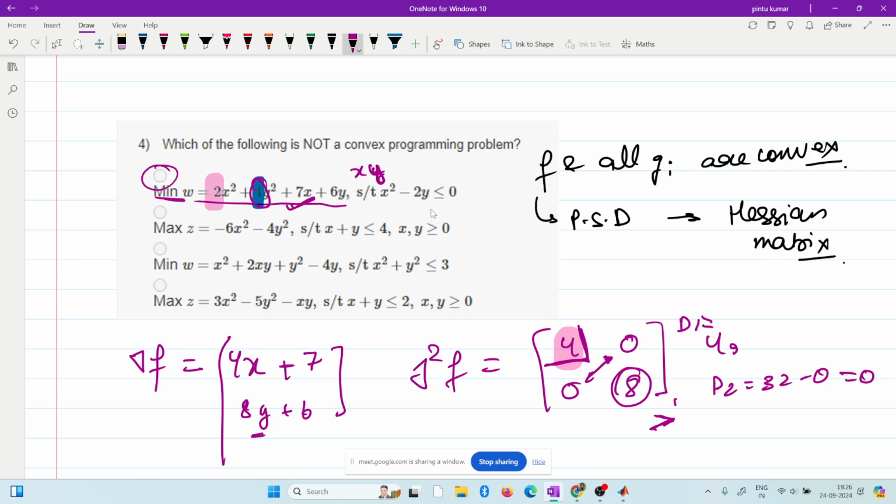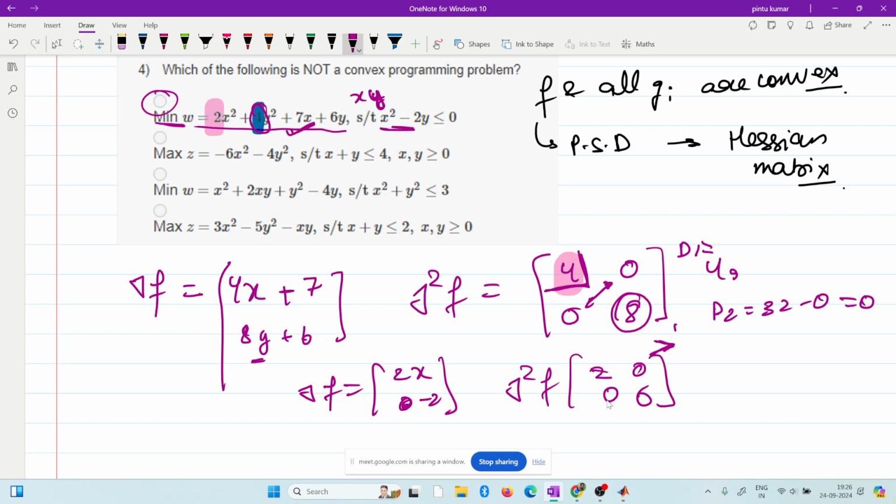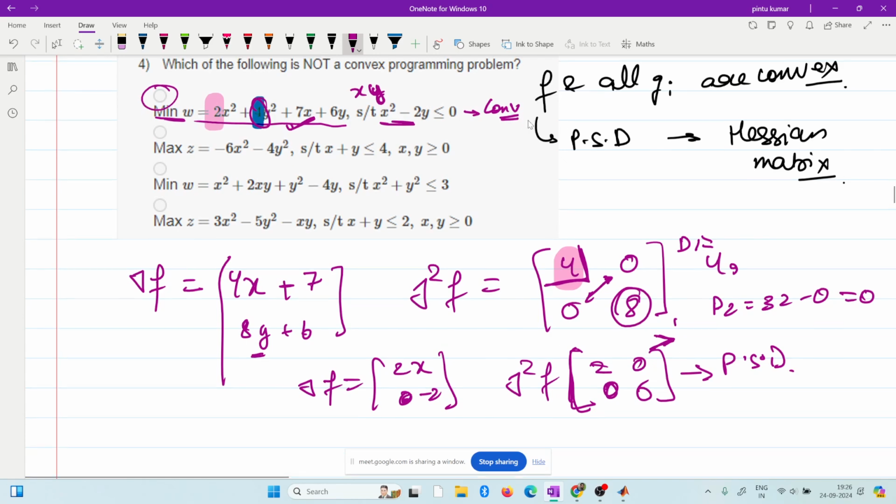Now if you look at g, there is only one g. The gradient is given by 2x and 2z minus 2, and the Hessian is given by 2, 0, 0, 0, right? This is also positive semi-definite, and hence the first one is a convex programming problem.